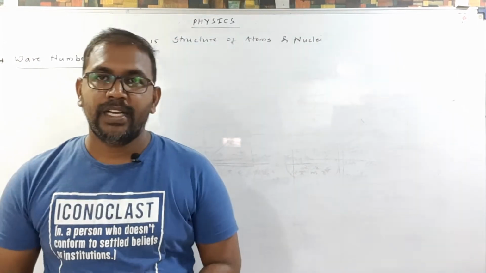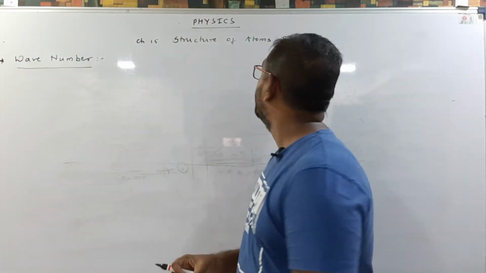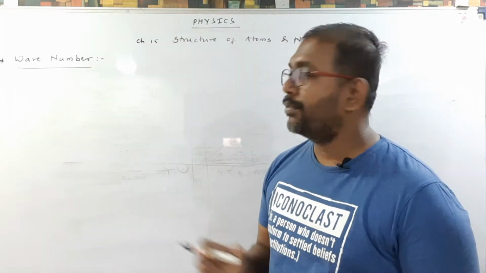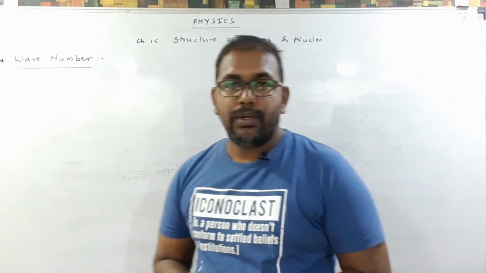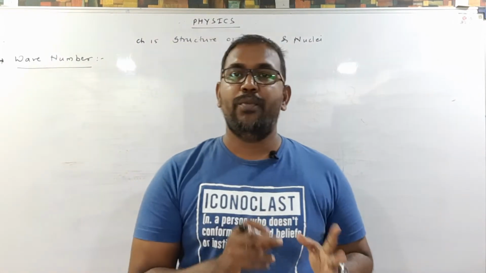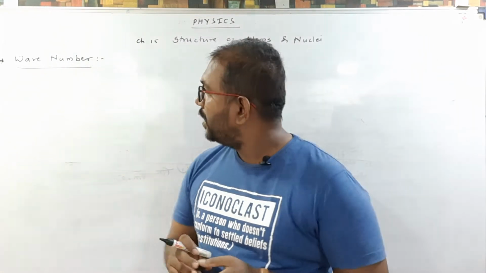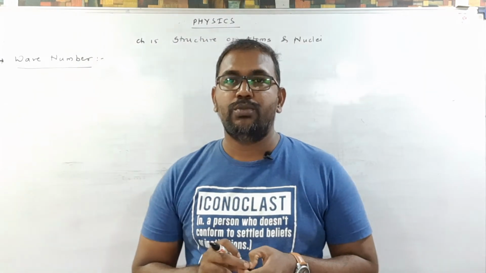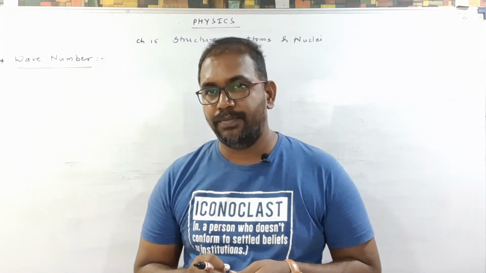Hello everyone. From chapter 15, structure of atoms and nuclei. A new article is wave number. So what is wave number first? Wave number means the reciprocal of wavelength is called wave number. Now here, the formula we are getting is useful to explain the hydrogen spectrum.